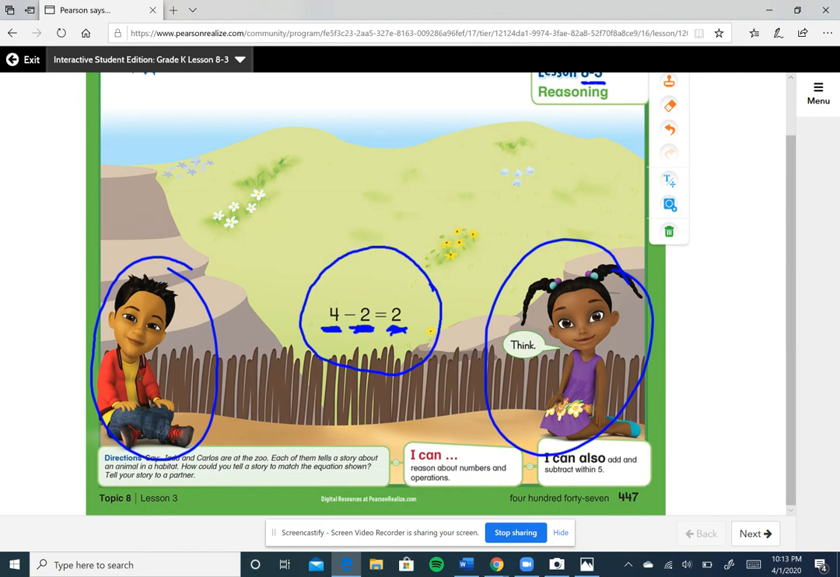All right, now I want you to tell me a story using that same equation, except I want you to use different animals. So you can tell someone that you're with, or you can just tell me through the computer screen, and I'll be able to hear you. All right, perfect. When you're done, we'll go to the next page.